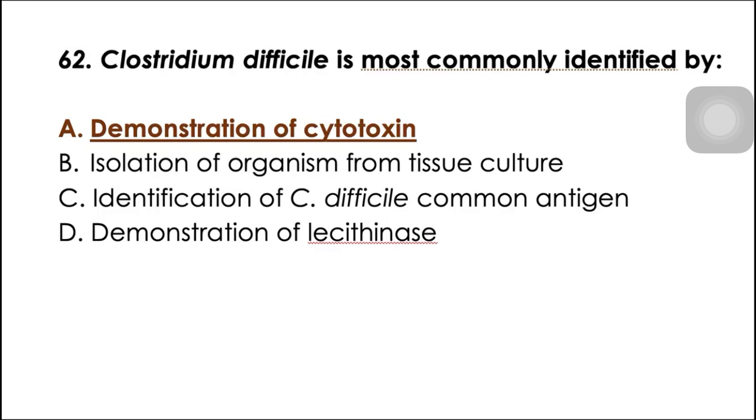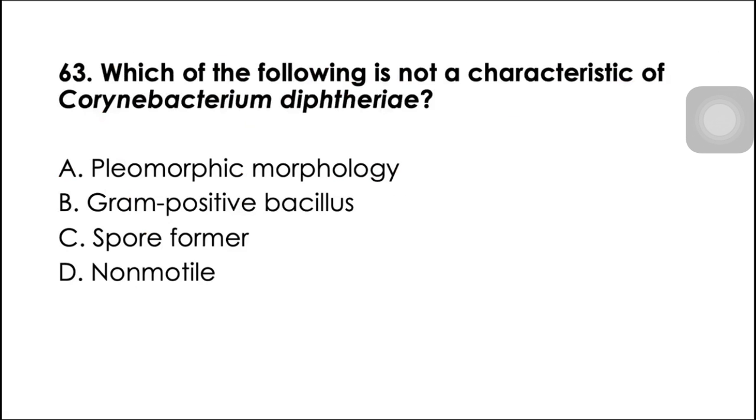Now let us move to number 63, which is about Corynebacterium. Which of the following is not a characteristic of Corynebacterium diphtheriae? Corynebacterium diphtheriae is the one causing diphtheria, or pseudomembrane formation at the back of the throat. It is described to be pleomorphic, that's correct. It has a Chinese letter appearance. It also contains metachromatic granules, the Babes-Ernst granules present in Corynebacterium diphtheriae.